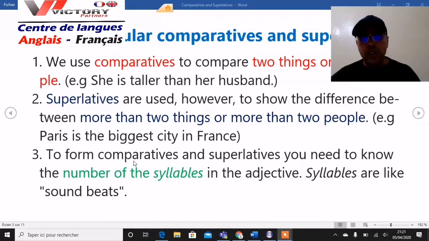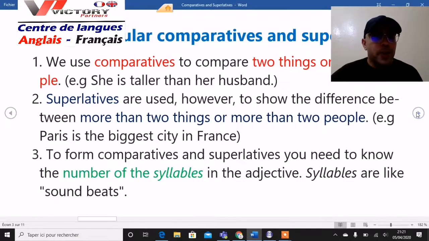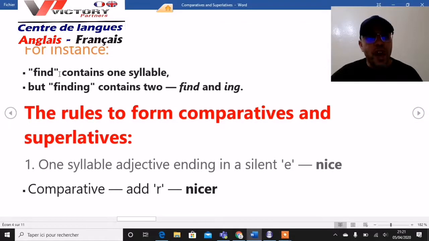Number three, to form comparatives and superlatives, you need to know the number of syllables in the adjectives. Syllables are like sound bits. It means how many times you stop when pronouncing a specific word. For instance, find contains one syllable. So find. Here I stopped once when pronouncing this word. But finding contains two syllables. So here I stopped twice while I pronounced this word. Finding.